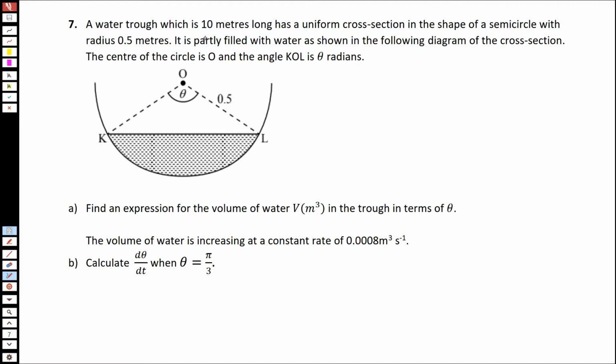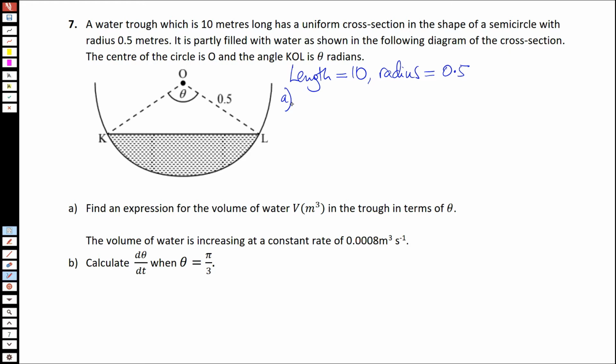So a few things first. This water trough has a length of 10 meters. So the length of this water trough is 10 meters. And then another thing is the radius is fixed at 0.5. So in part A, we want to come up with an expression for the volume.